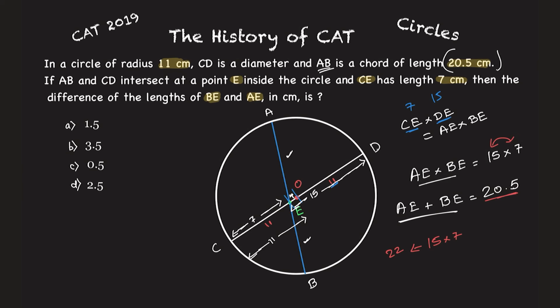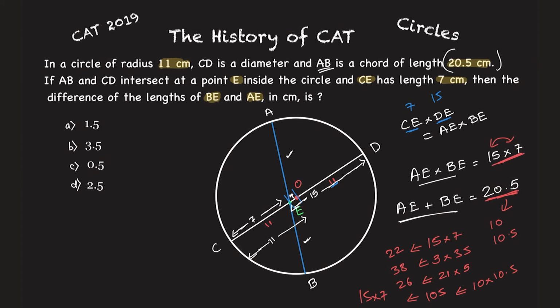Let's try 3 into 35. No, the sum will be 38, again going very wrong. If I write it as 3 into 5 or 21 into 5, will it happen? No, it will be 26. I need to get the sum to be 20.5. And the best way you can put this is as 10 and 10.5. 10 into 10.5 is what? 105. That is nothing but 15 into 7, right?